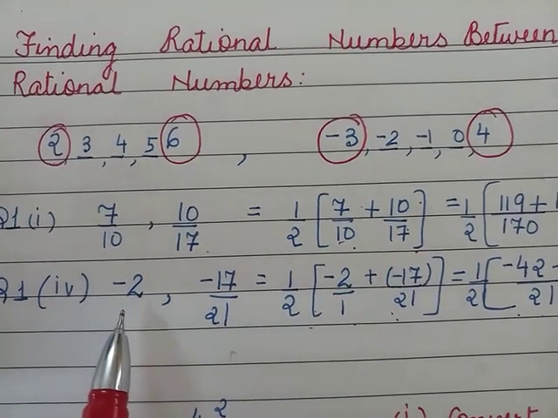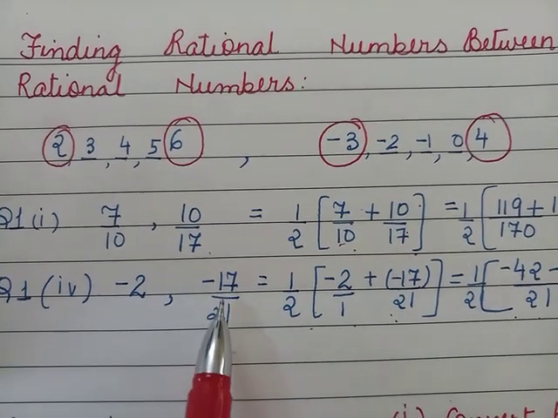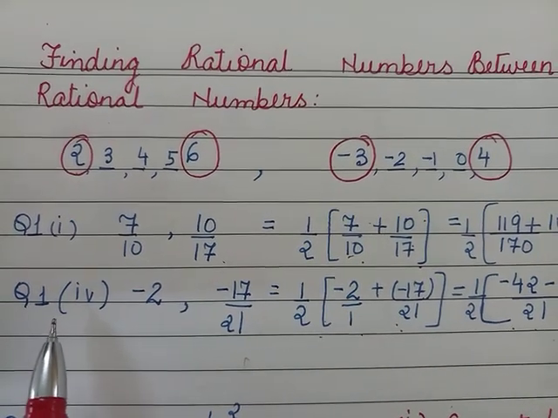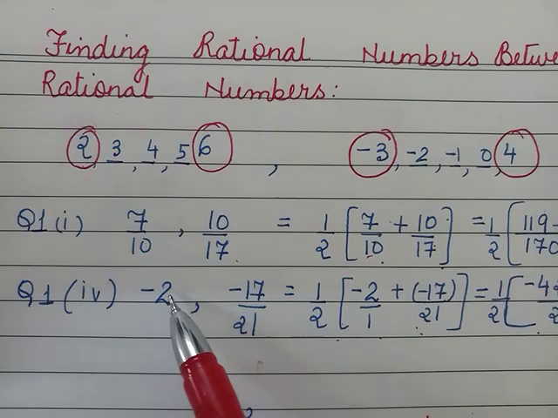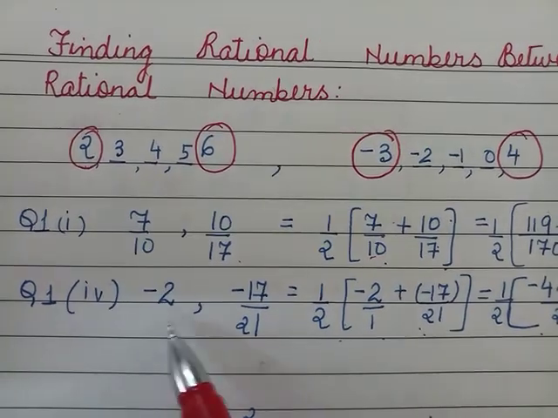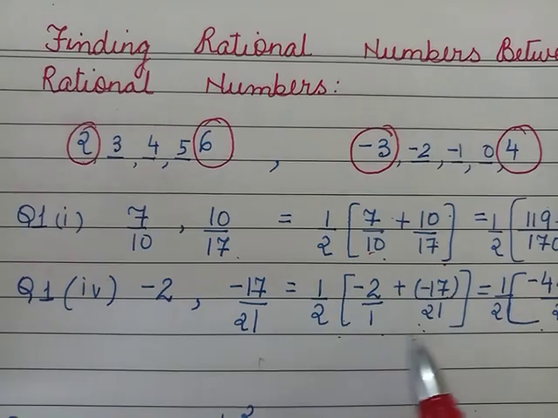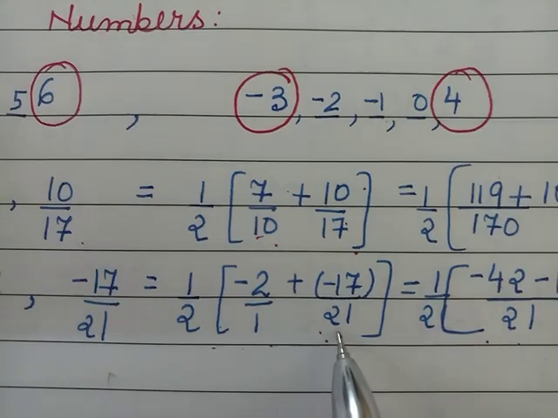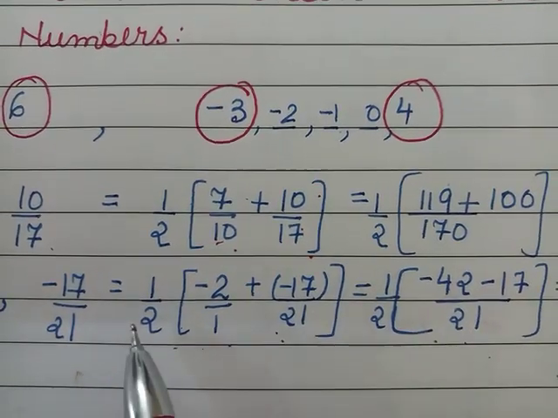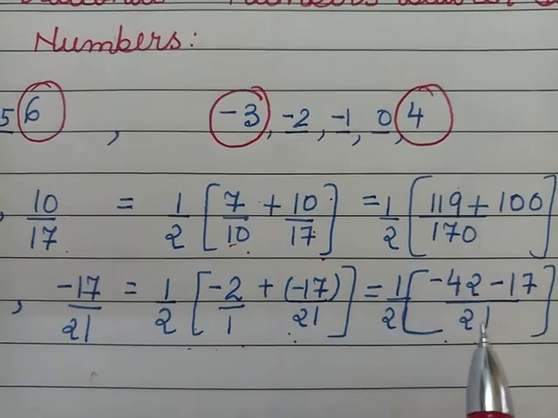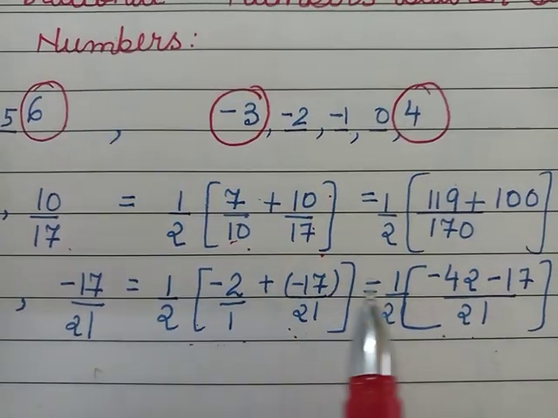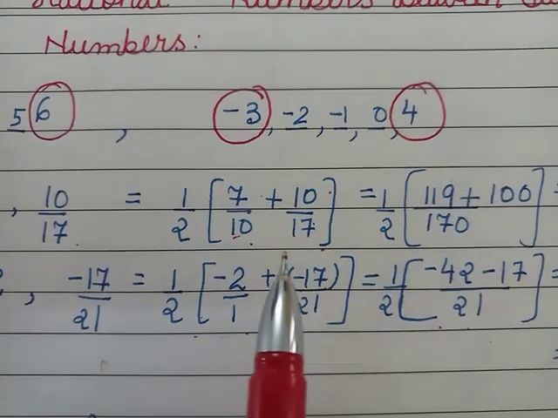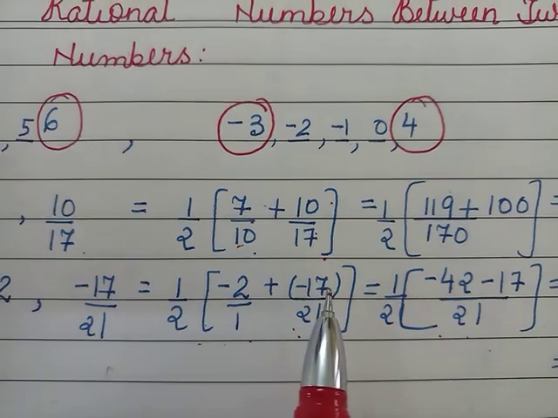Let us consider one more example, that is -2 and -17 by 21. That is the fourth subpart of question number 1. As 2 has nothing in the denominator, it is 1. So we write -2 by 1 and -17 by 21. LCM of 1 and 21 will be 21. So 1 divides 21, 21 times. 21 into 2 will give you -42. Now 21 divided by 21 will give you 1. 1 into -17 will give you -17.